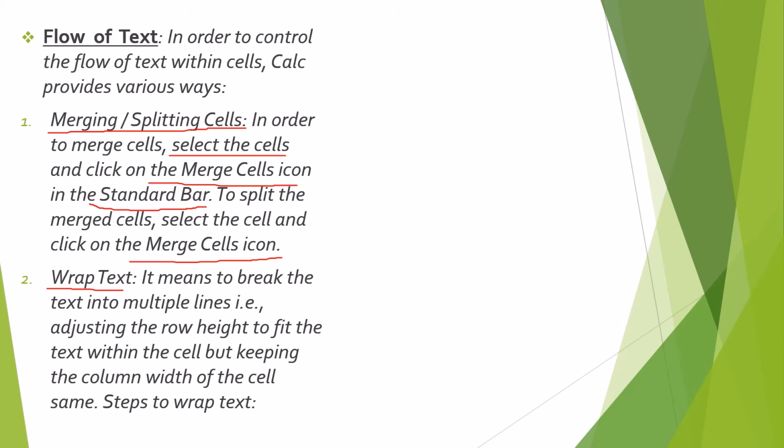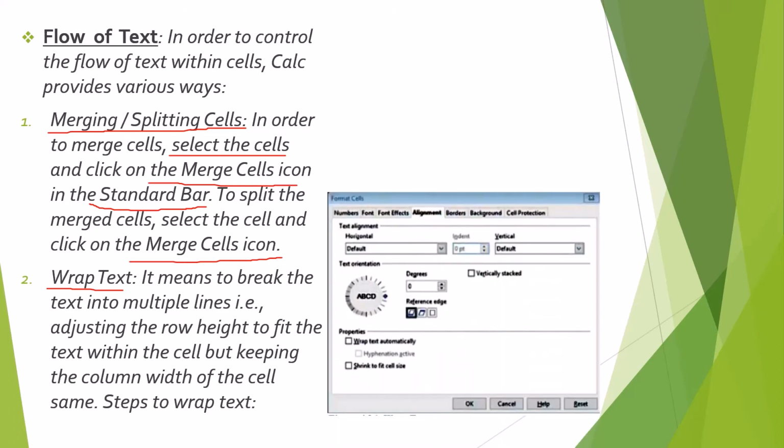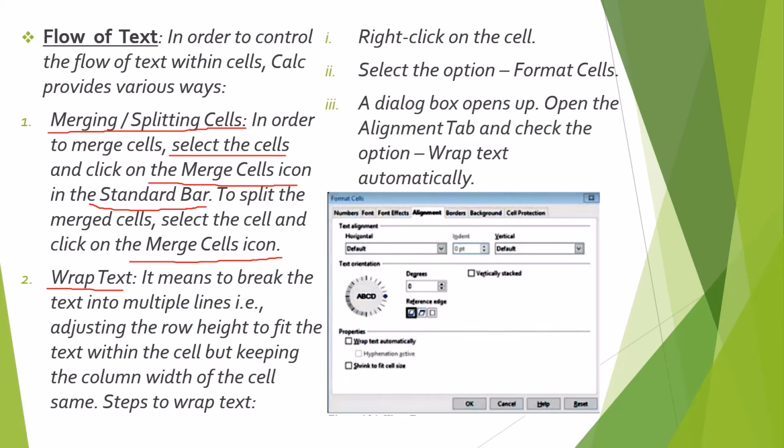Now how to wrap text? First of all, right click on the cell, then select the option Format Cells. Then a dialog box will open, as you can see here in the image. Open the Alignment tab. This tab you have to open and check the option Wrap text. Then it will automatically wrap the text.